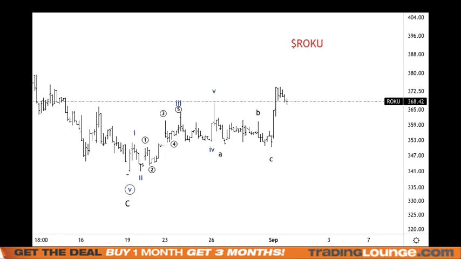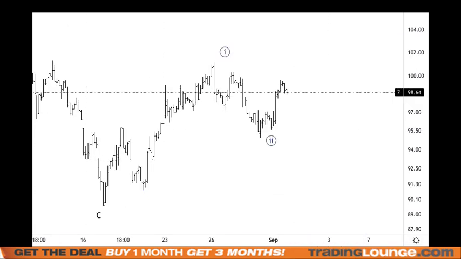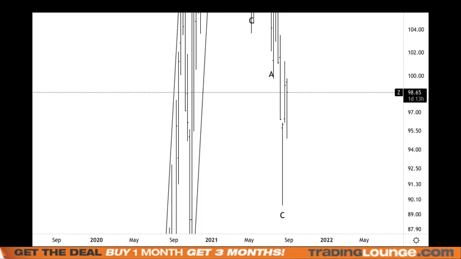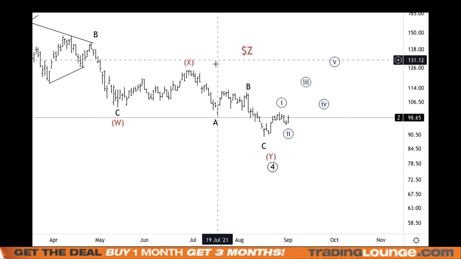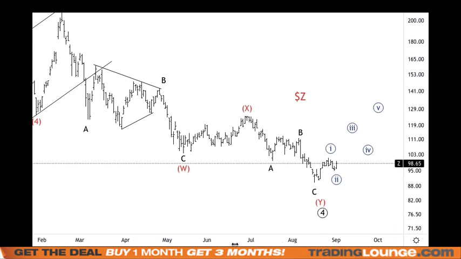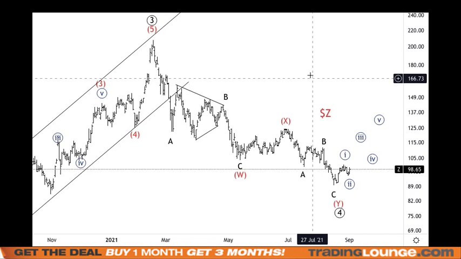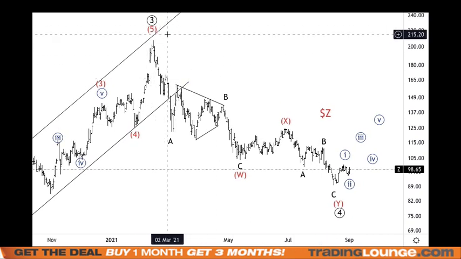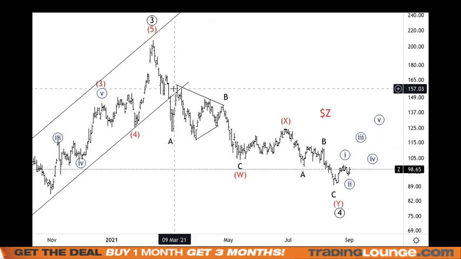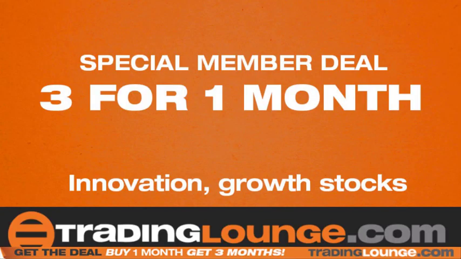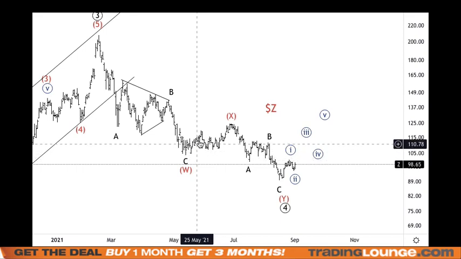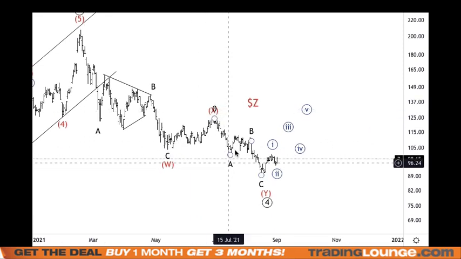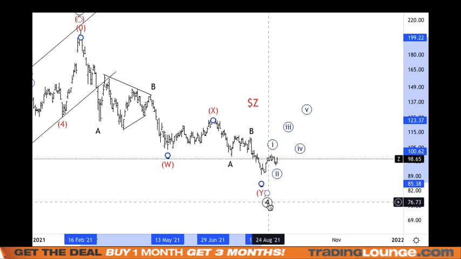So the other stock I wanted to show you guys is Zillow. So let me take you to the daily. So ticker symbol, of course, is Z. Very simple yet effective. So basically, from the top here on February 16th, we've had 3 waves down in A, triangle in B, and down in C into wave W, and then ABC into wave X, and then again ABC into wave Y of high degree wave 4.